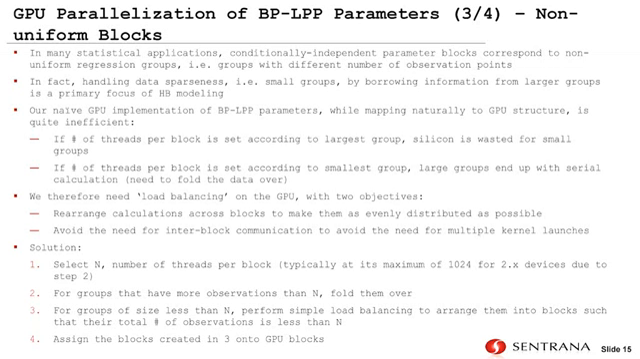So what can we do? If we allocate the resources according to the largest group, then the smallest groups are wasting resources because they don't need all the threads. And vice versa, if we allocate the resources according to the smallest group, then the largest group needs to serialize the extra work that it needs to do.